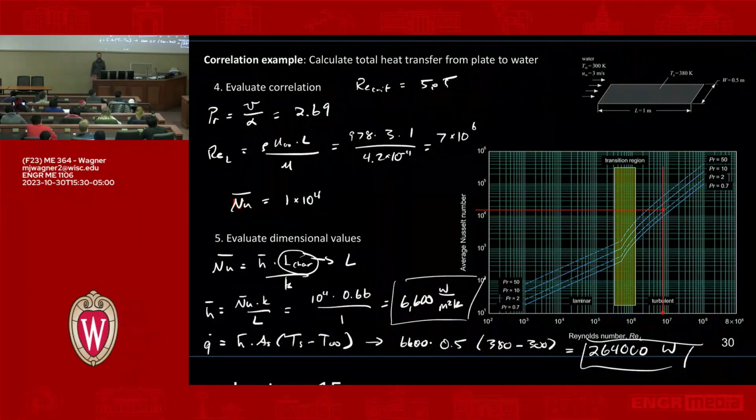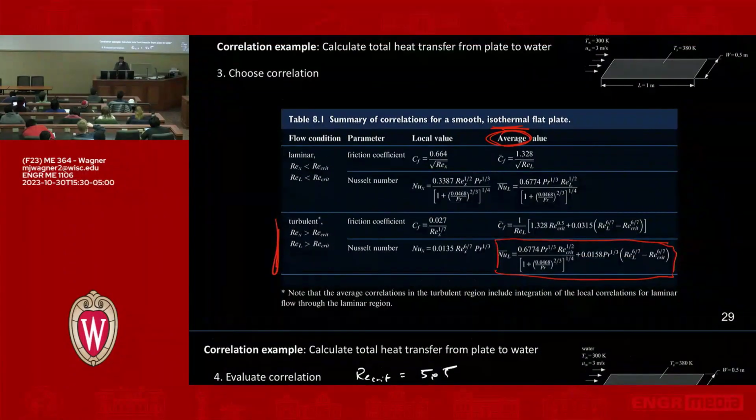Questions on this? Yep. When will we know if we should use that table as opposed to the equations? I'm sorry, I didn't quite hear you. When will we know if we're using that table to get the Nusselt number as opposed to using the equations in the slide earlier?